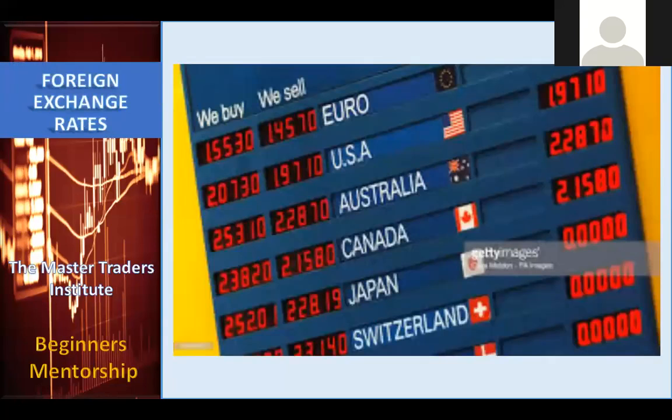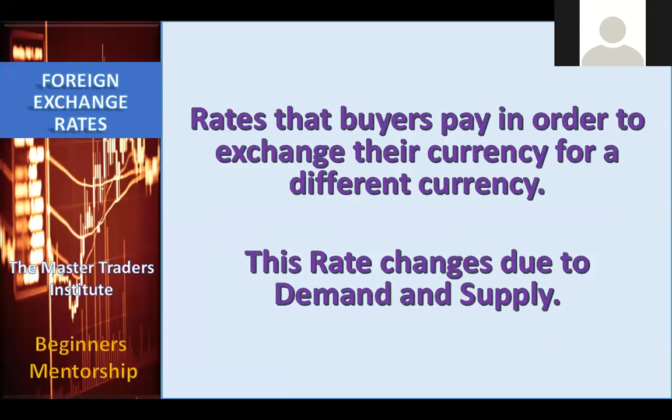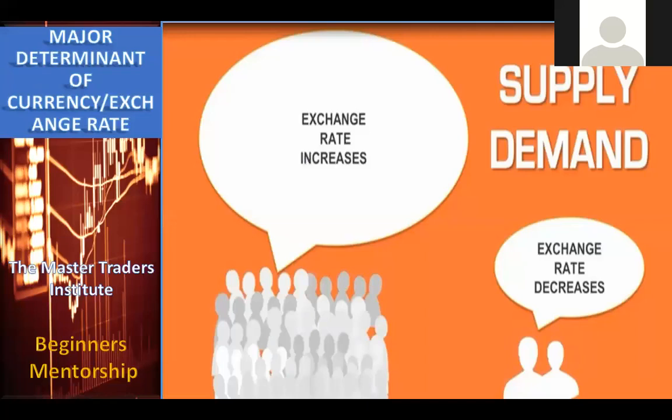Now, foreign exchange has rates. When you go to the bank, you're going to see the board that they place around there. You have, we sell this and we buy dollar at this. Those are the current foreign exchange rates that are available. Now, what are the rates? The rates are what buyers pay in order to exchange their currency for a different currency. This rate changes due to demand and supply. So what does this mean? This means that the major factor that determines the rate of a currency is the demand and supply for that currency.